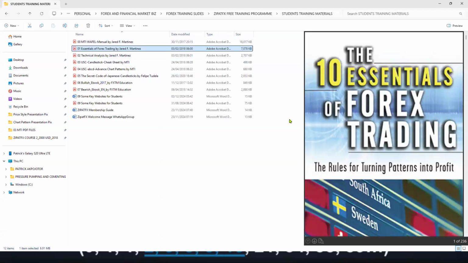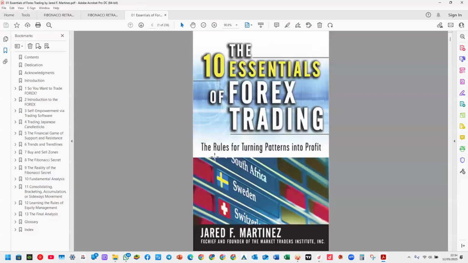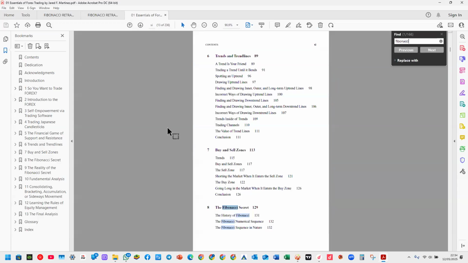Okay, so let me just open this book. I sent this book to you already, so you have it. I say Control F and type Fibonacci. Okay, page 129.